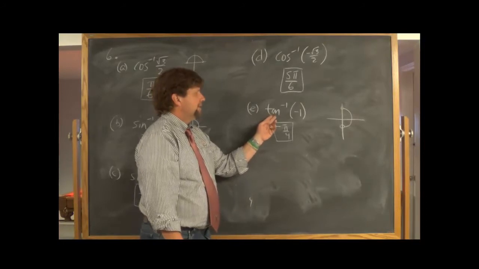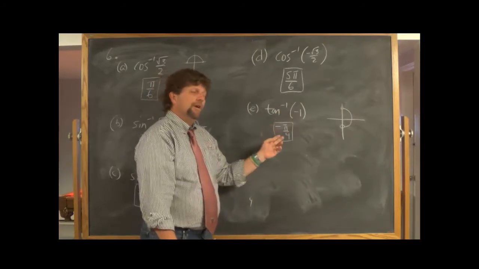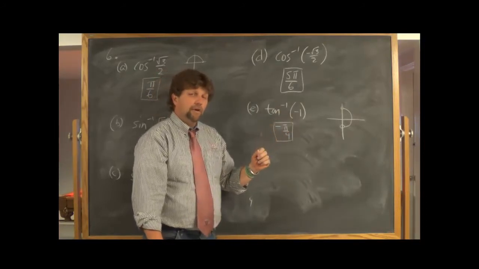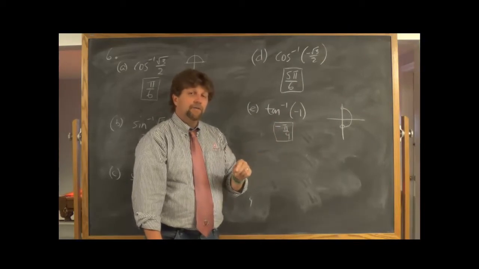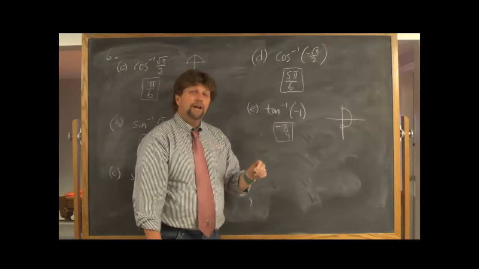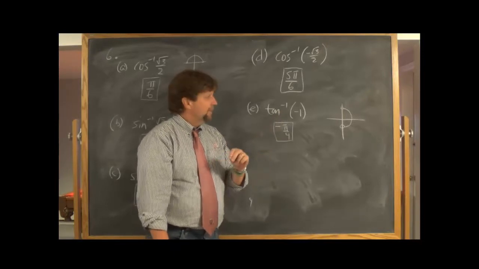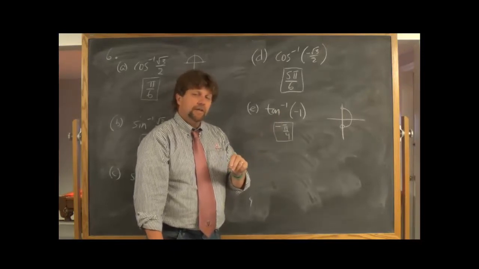Besides knowing off the top of your head that inverse tangent of negative 1 is negative pi over 4, I would also expect you to know inverse tangent of 1 is pi over 4, and inverse tangent of 0 is 0.